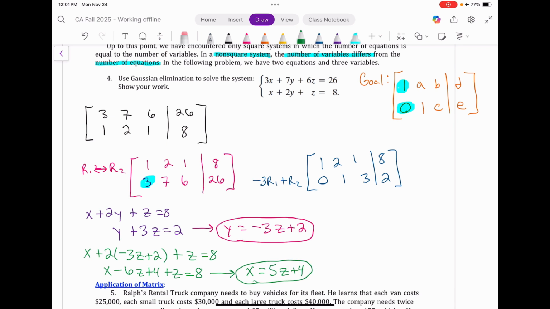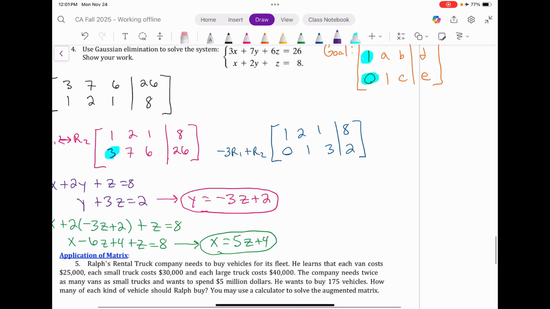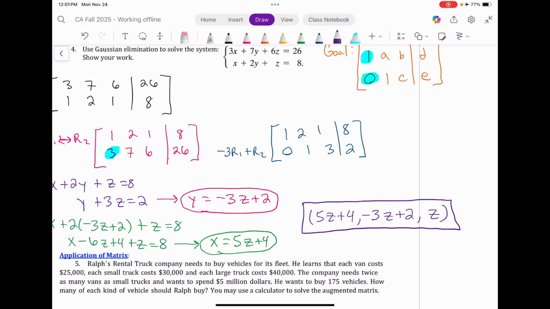All right, so our final solution is an ordered triple in terms of z. So x first, right? So 5z plus 4, comma, -3z plus 2 for y, and then z. Always z in the end if it's an infinite number of solutions.